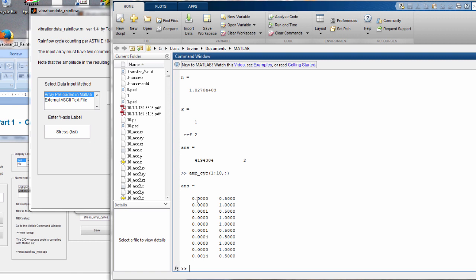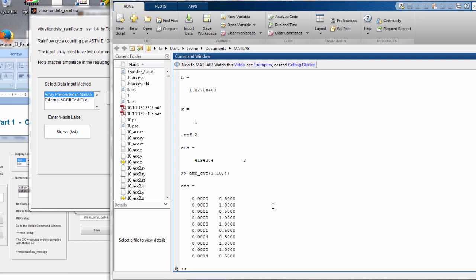So in the first column here we have the stress amplitudes, and in the second column here we have the number of cycles. And the number of cycles will either be a half or 1. So again, my point is, why would we ever need to bin this data? We have data here that we can directly feed into our Miner's calculation.